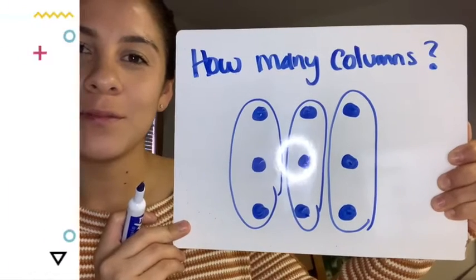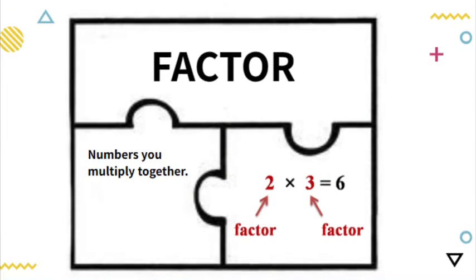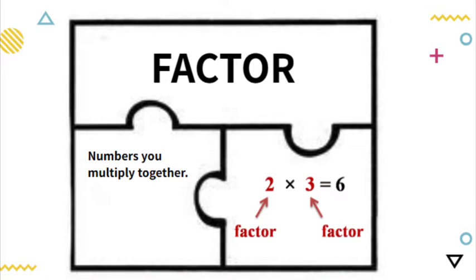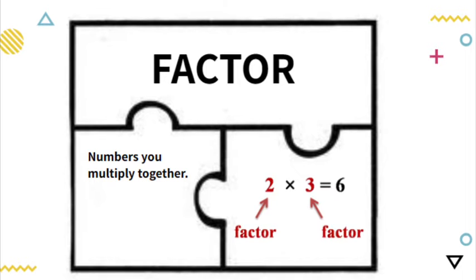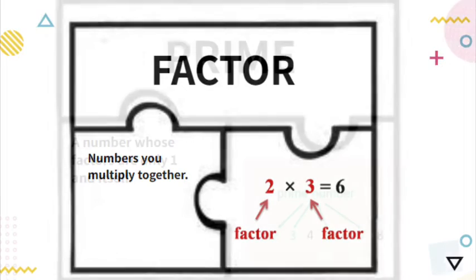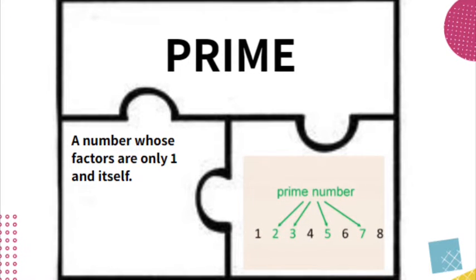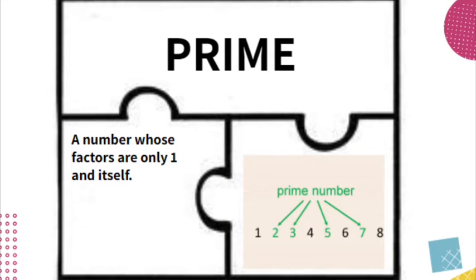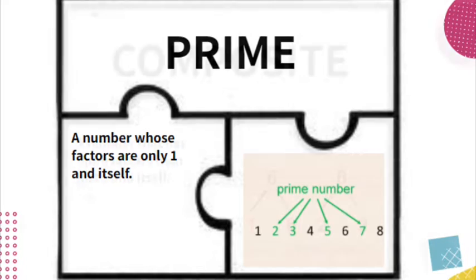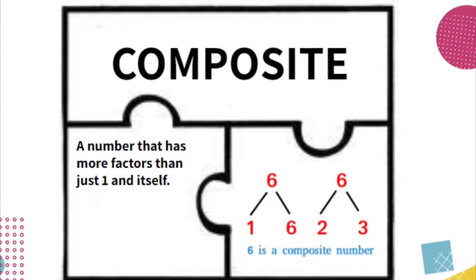Very good. The next vocabulary word you're going to need to know is the word factor. Factors are numbers that you multiply together. In this example, you will see that 2 times 3 are the factors of 6 because 2 multiplied by 3 equals 6. The next word is prime. A prime number is a number whose factors are only 1 and itself. We'll get into that later. And composite is a number that has more factors than just 1 and itself, the opposite of prime.